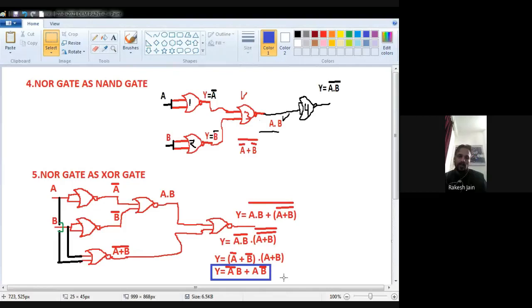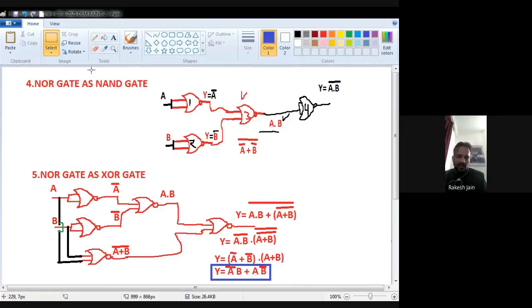Then the final fourth NOR gate I use as a NOT gate. So the output is just the complement of the input. Input is A dot B, so output is A dot B bar. So with the help of 4 NOR gates I realize a NAND gate with the help of a NOR gate. Now see the fifth one, NOR gate as a XOR gate, NOR gate as a XOR gate.